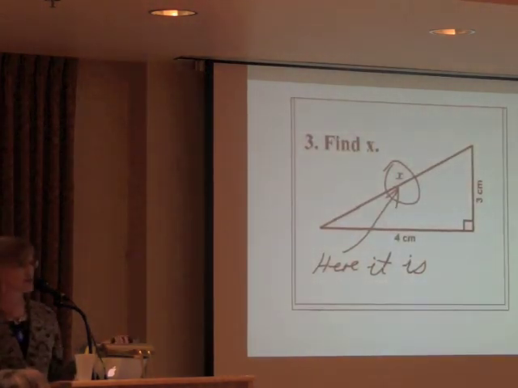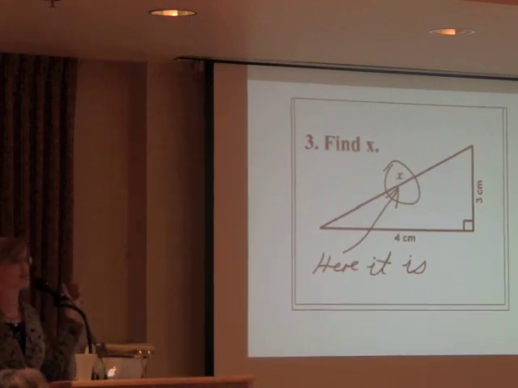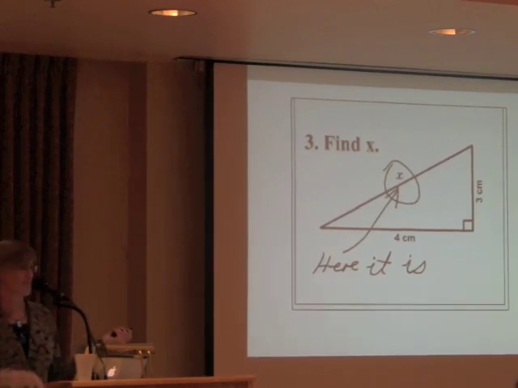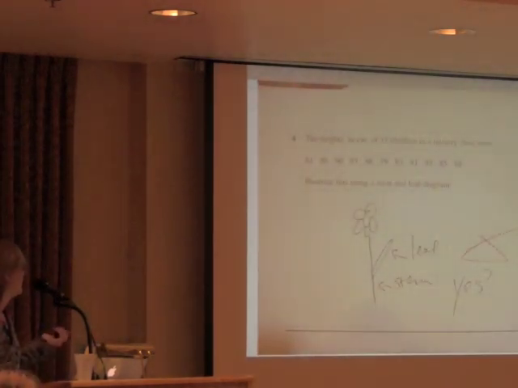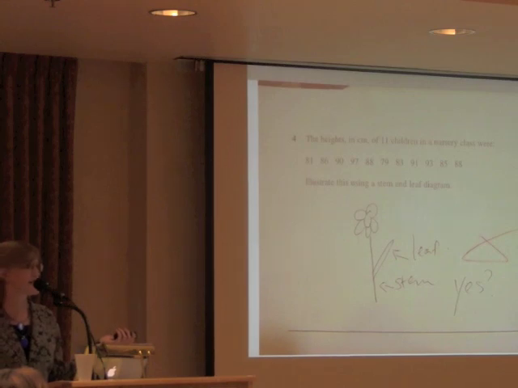Here's another one. Now this one you may have seen commonly out there. But how are kids going to misinterpret what we say? Find X. This child has done exactly what's been asked of him or her, right? Here's another one. Illustrate using a stem and leaf diagram. Picture of a flower pointing to the stem and the leaf with a question mark, yes.